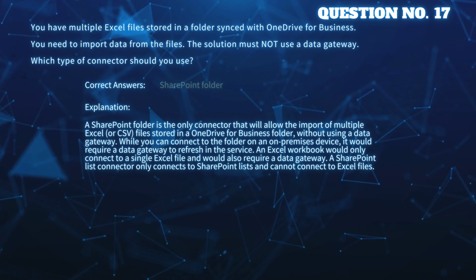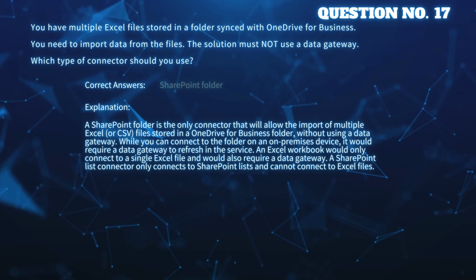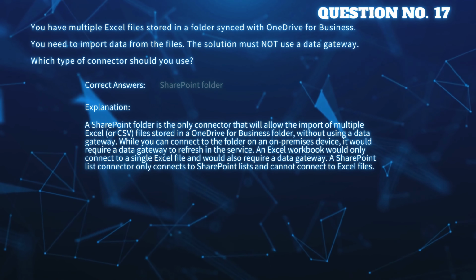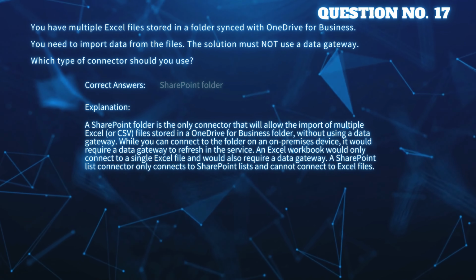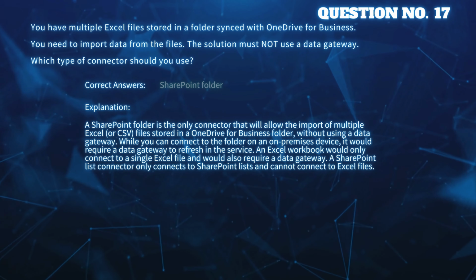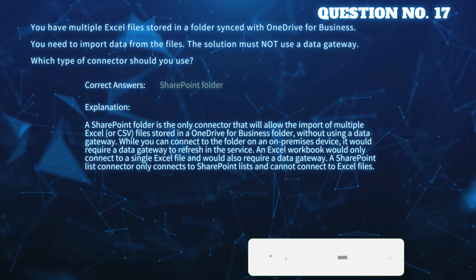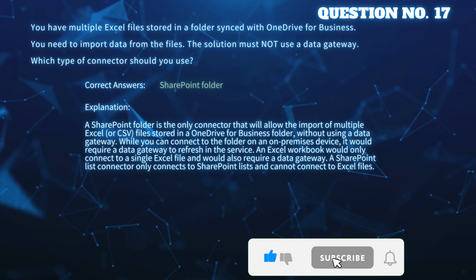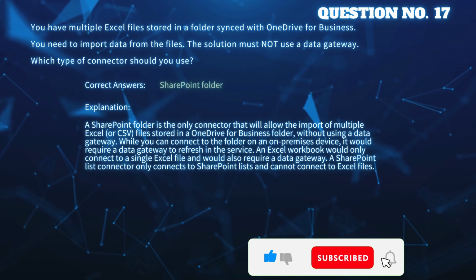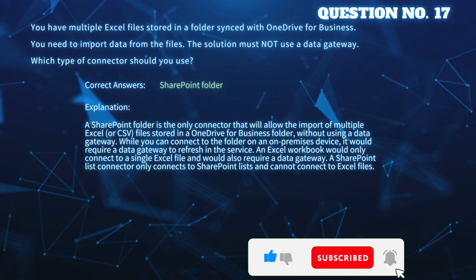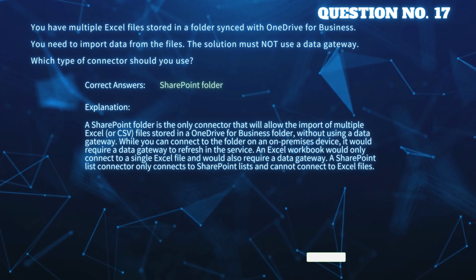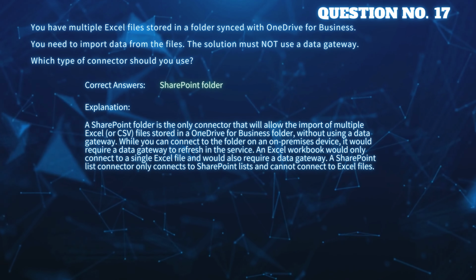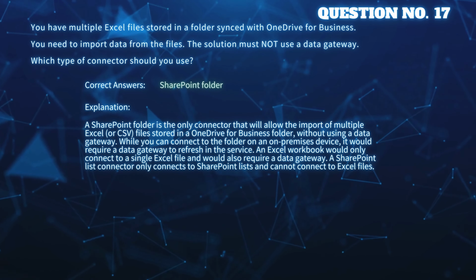Correct answers, SharePoint Folder. Explanation, a SharePoint folder is the only connector that will allow the import of multiple Excel, or CSV, files stored in a OneDrive for Business folder, without using a data gateway. While you can connect to the folder on an on-premises device, it would require a data gateway to refresh in the service. An Excel workbook would only connect to a single Excel file and would also require a data gateway. A SharePoint list connector only connects to SharePoint lists and cannot connect to Excel files.